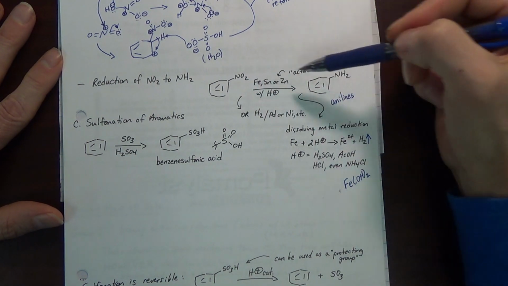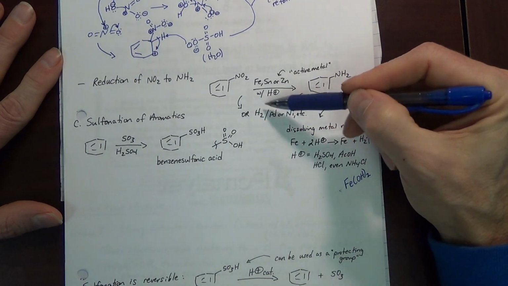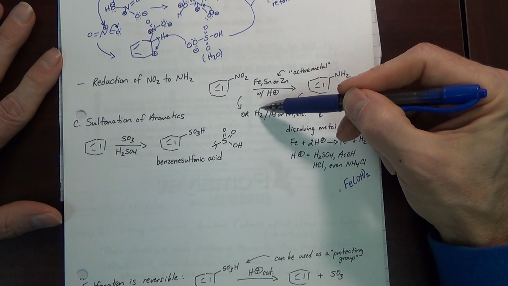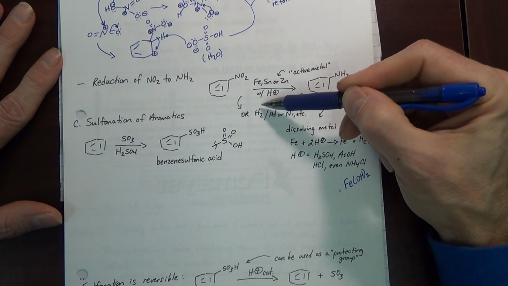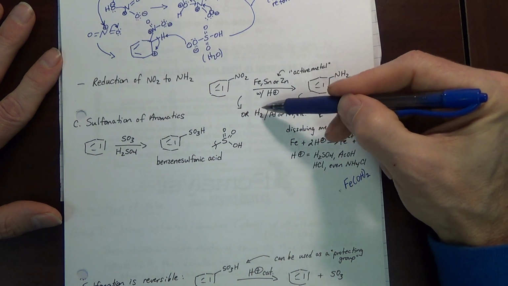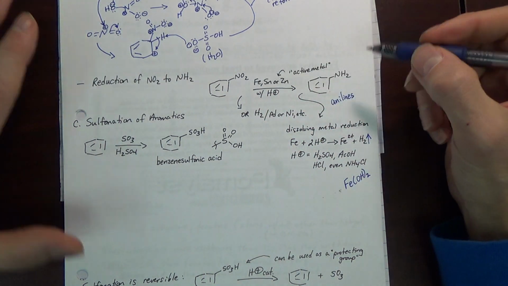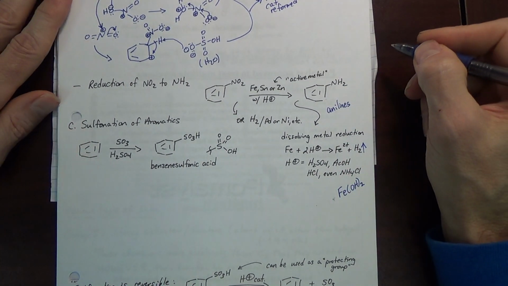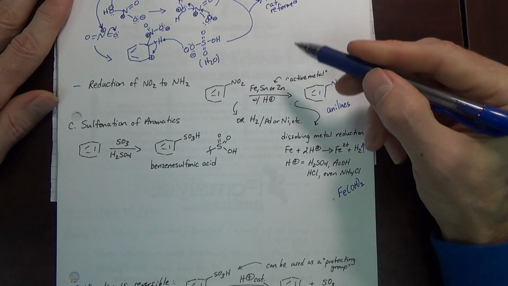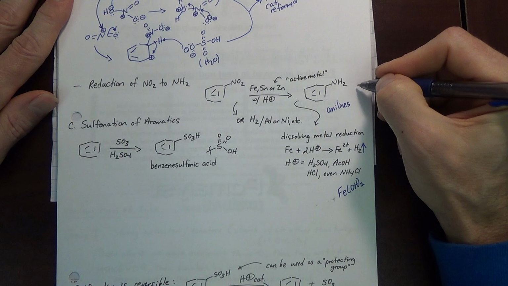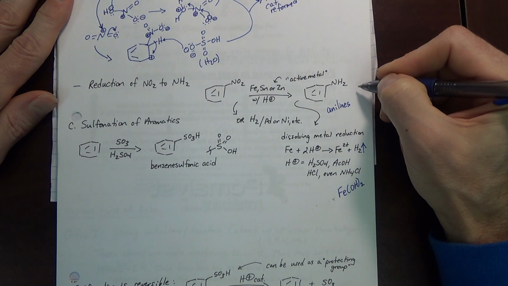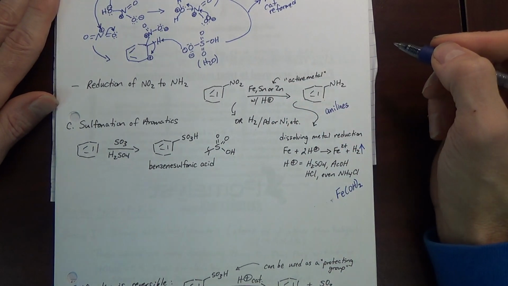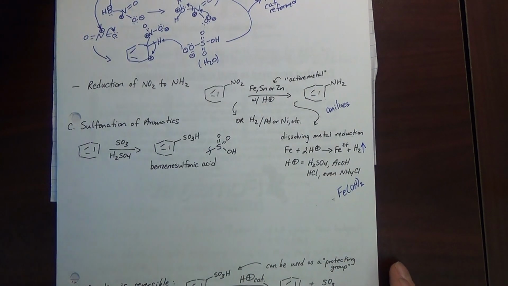Now, another way to reduce the nitro group to the amino group is using hydrogen gas. If you remember from Organic 1, we used hydrogenation to reduce an alkyne or an alkene. Hydrogenation will also reduce a nitro group to the amino group. And the fate of the oxygens there is formation of water. That's also the fate of the oxygen when you do a dissolving metal reduction, most likely. That's what happens to the oxygens.